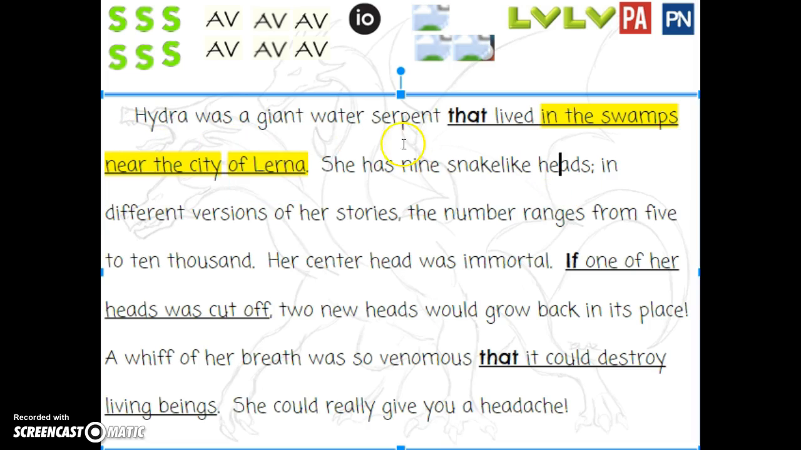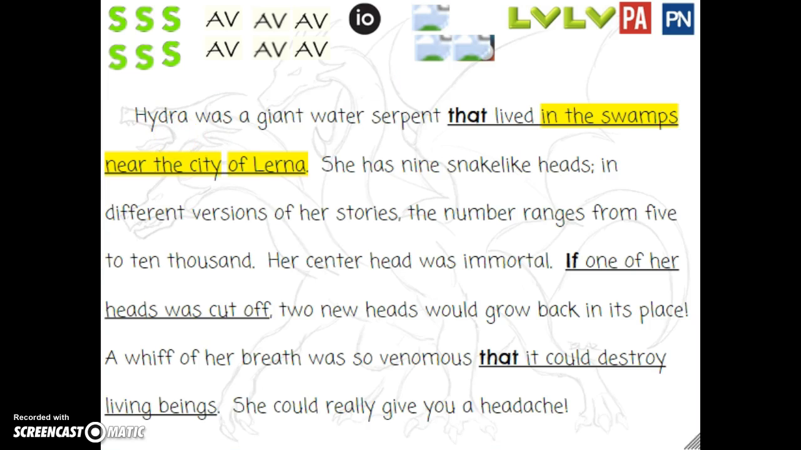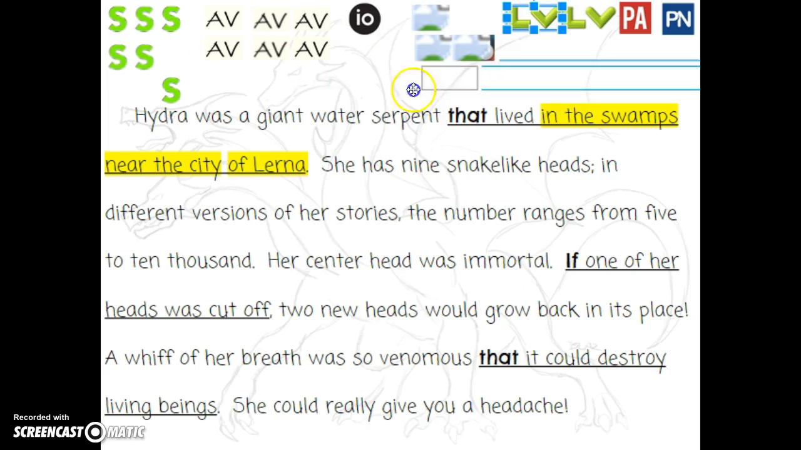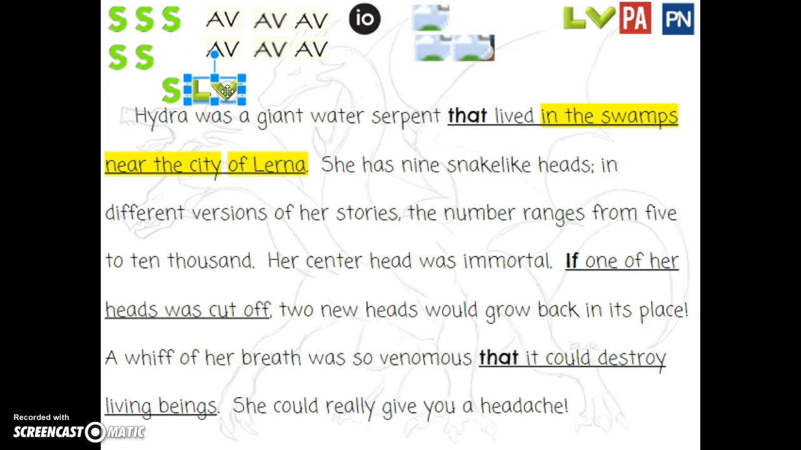Now I'm going to go back to my independent clause, the part that's not underlined. I didn't see a prepositional phrase in there, so I'm going to start with my subject. Who or what is the sentence about? It's about the Hydra. And then I'm going to look for my verb. The Hydra was. I know that's a linking verb. We studied those on our list.